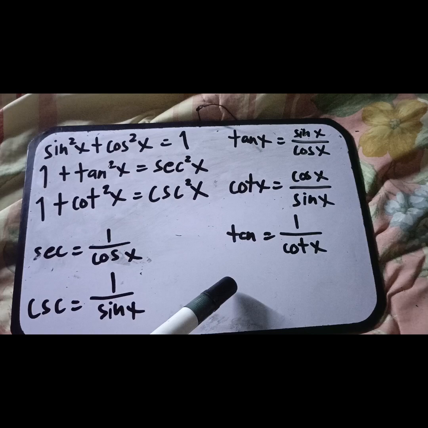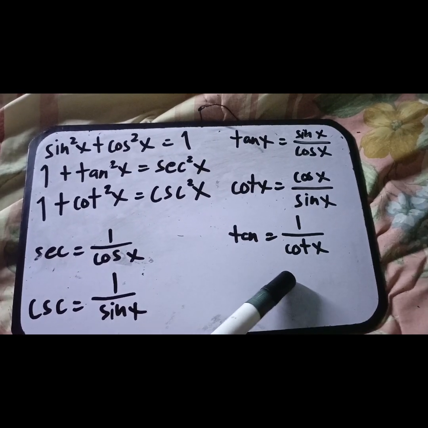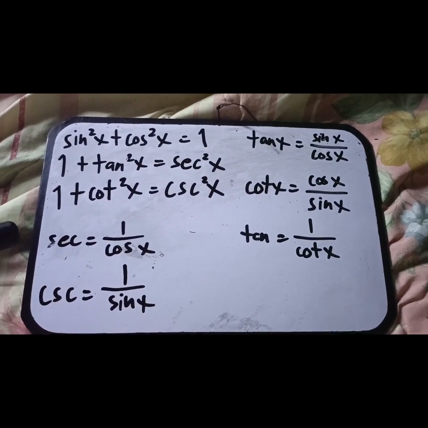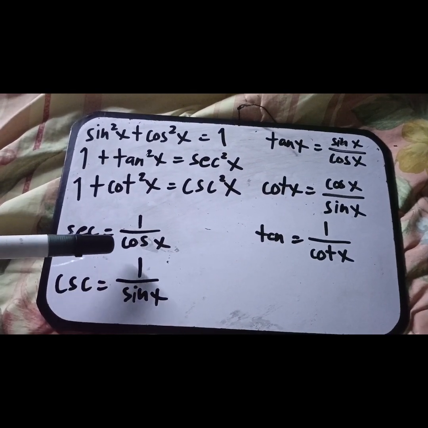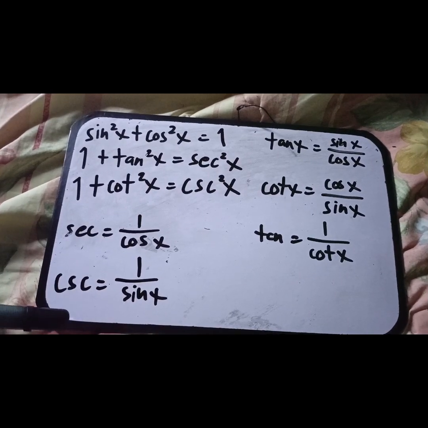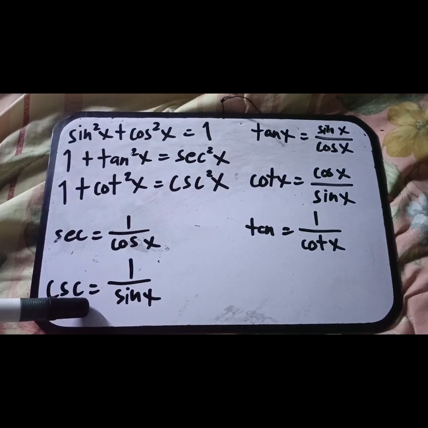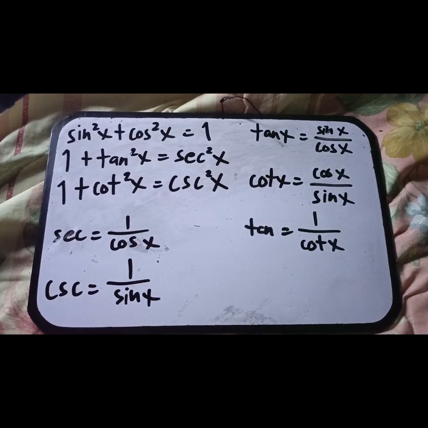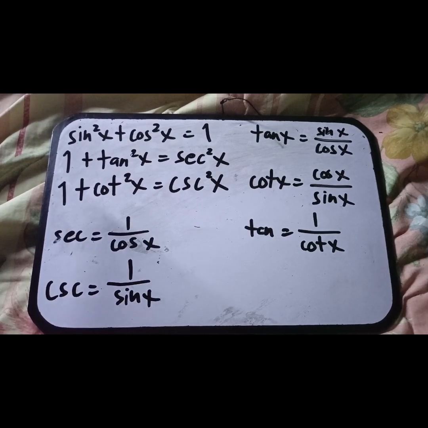Now in the reciprocal identities, we know that tangent is equal to 1 over cotangent x. And for some other reciprocals, we have secant x is equal to 1 over cosine x, and cosecant x is equal to 1 over sine x. Those are the common trig identities you want to know before solving and proving identities.